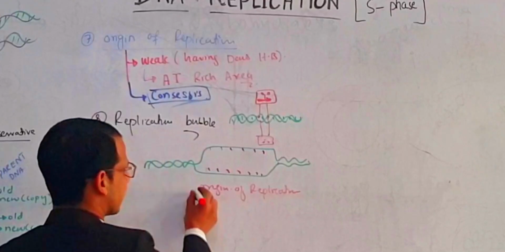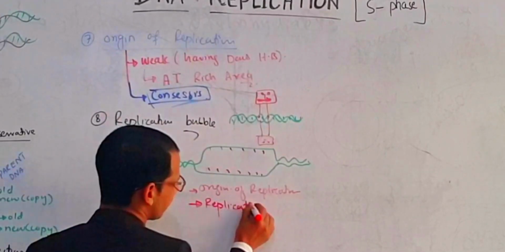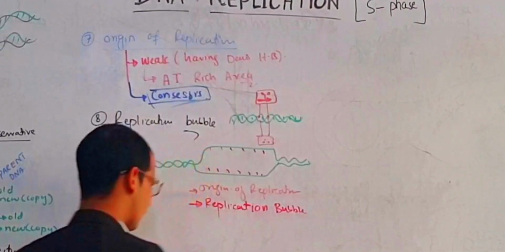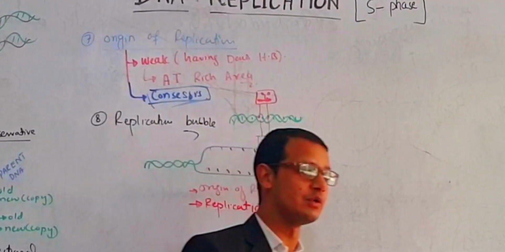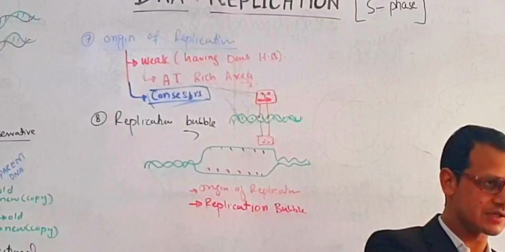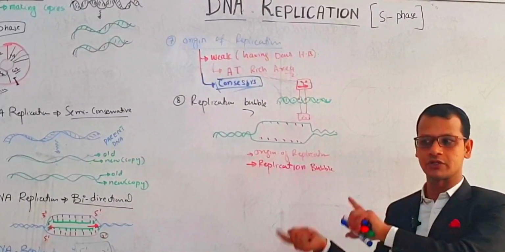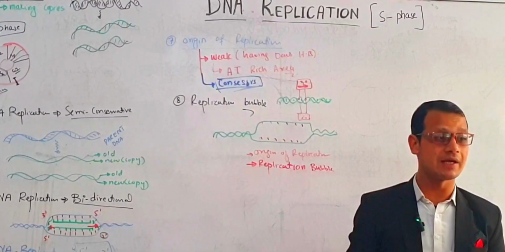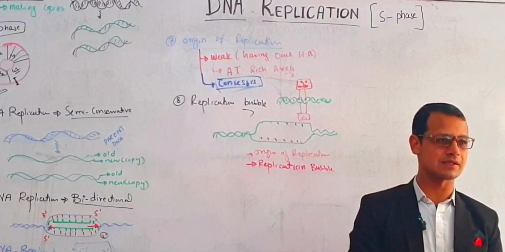The next thing is also known as the replication bubble. But now we have two cells. For example, I am taking both, because when we are using drugs, we are applying them on bacteria, viruses, etc., and we are trying to stop or inhibit the DNA replication in that bacteria or virus. But in cancer, we are trying to stop this DNA replication in our eukaryotic cell.